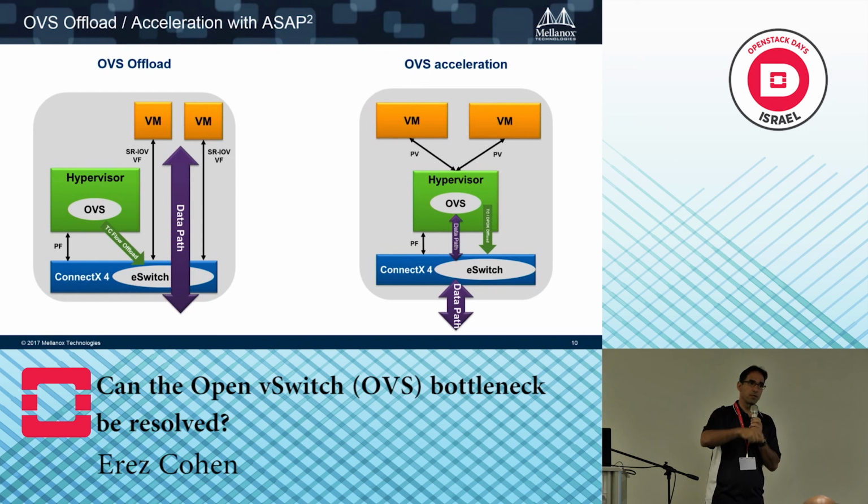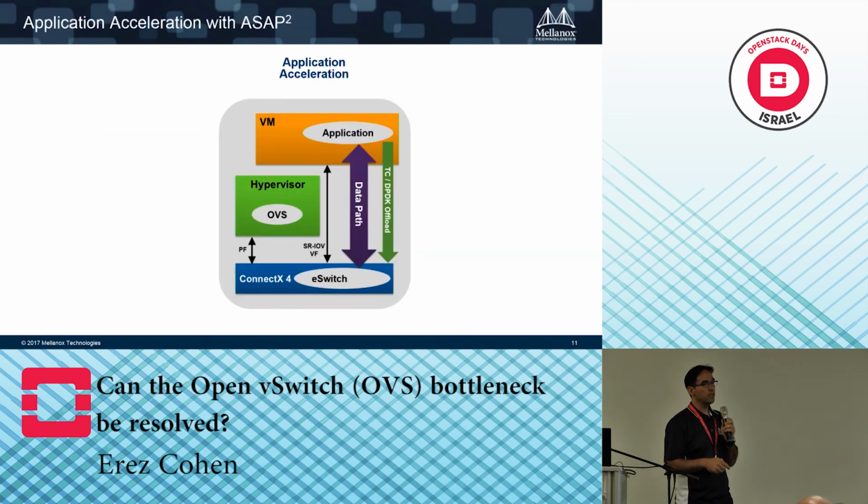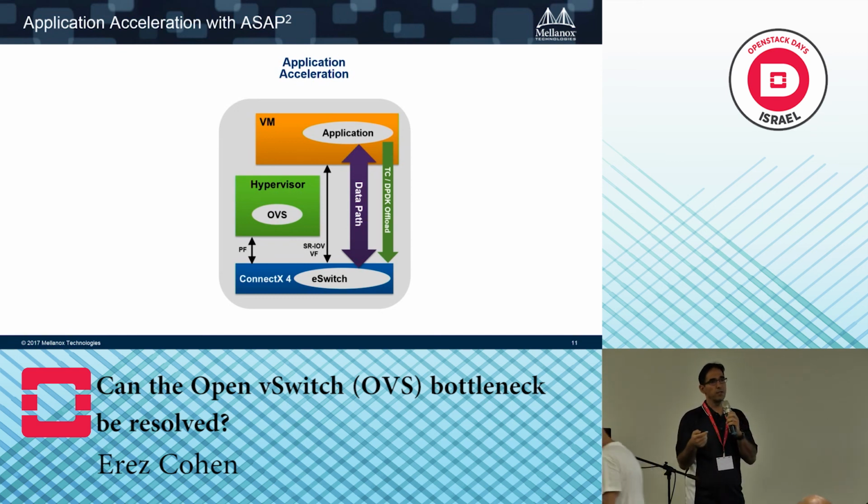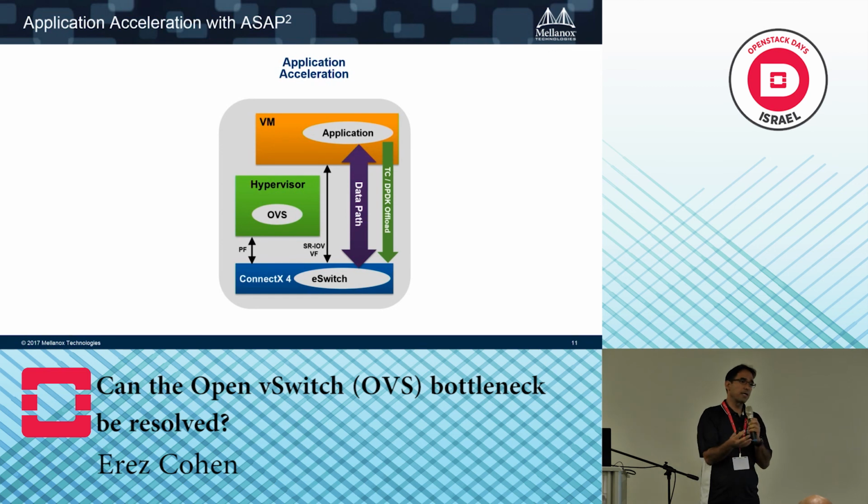But there's more to ASAP Square than this. This, for example, is a case where we accelerate the application itself. So let me explain how it works. If you think about it, NFV is all about network function virtualization. So the applications here are typically network applications: routers, firewalls, load balancers, vCPE, all those kinds of applications that are network applications in essence. And all those applications also need to do classification, encapsulation, DDoS prevention, and a lot of elements that this embedded switch can help with.